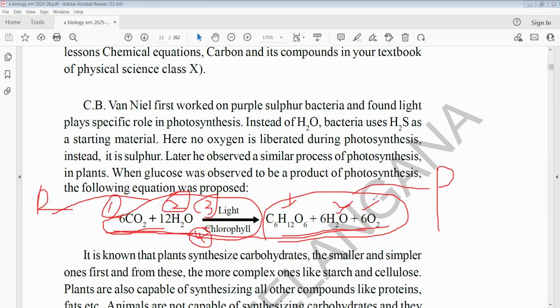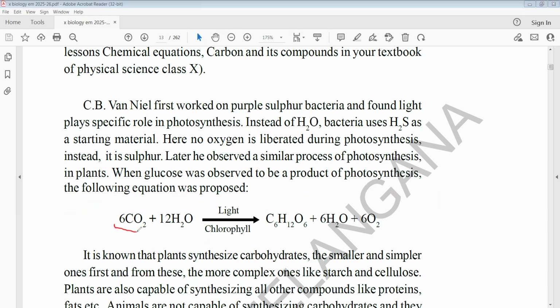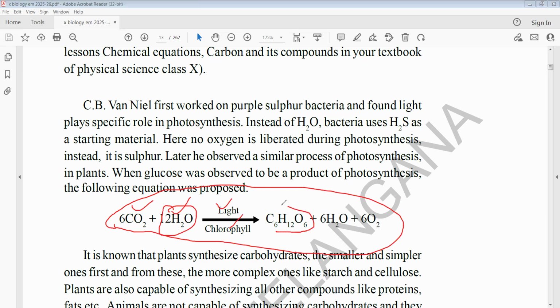Now let us go to how many molecules of reactants are participating and how many products are forming. Because we are discussing the complete chemical equation, there is a need to discuss how many carbon dioxide molecules. Here 6 carbon dioxide molecules and 12 water molecules are participating, with sunlight and chlorophyll. Whereas only one glucose molecule is forming.